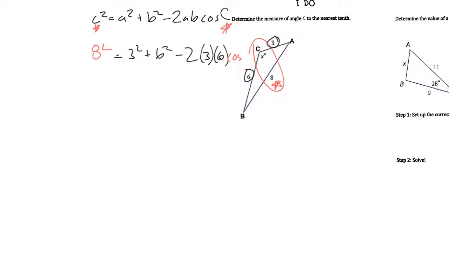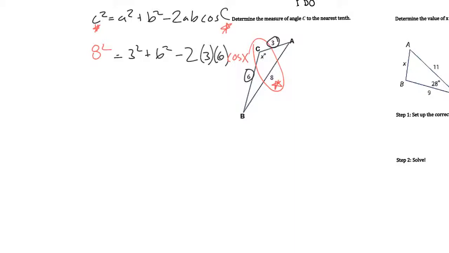Or cos x, because that's the angle we're trying to find. You could also put a C there, but I'll leave it as x since that's what it says on the diagram. Now my next step is going to be to start simplifying these equations or these variables.